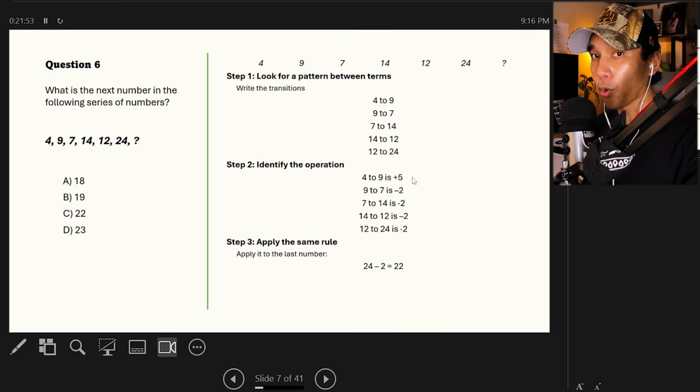A pattern forms after that initial stump. If there was that stump and then a pattern doesn't come up, then you got to search a little bit deeper. But in this case, that's it. The answer is C, 22.